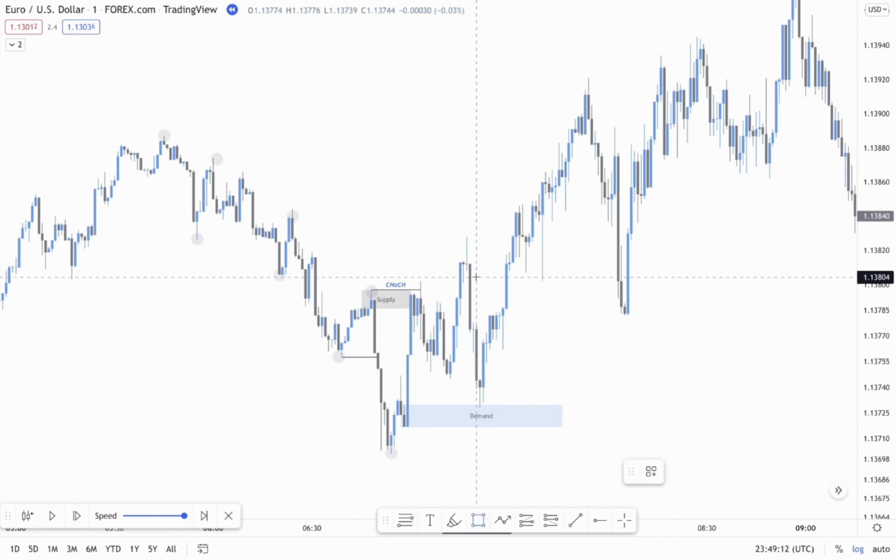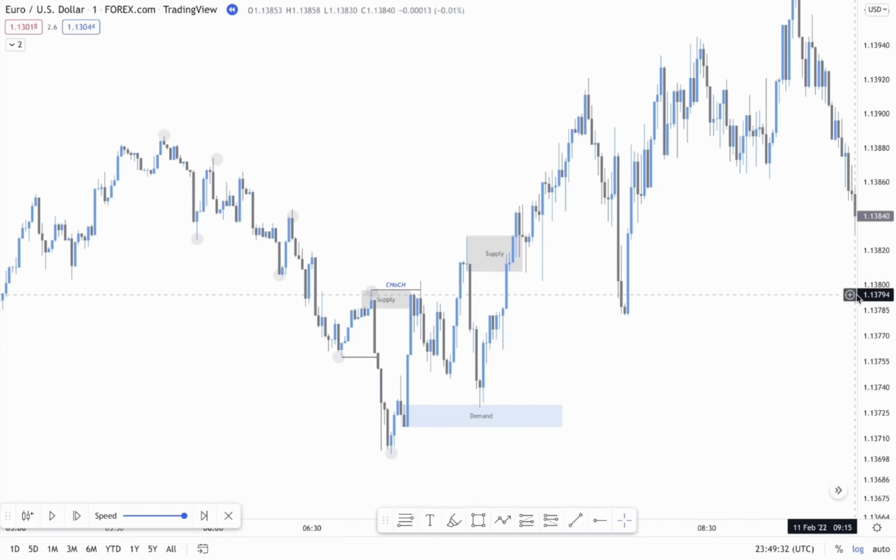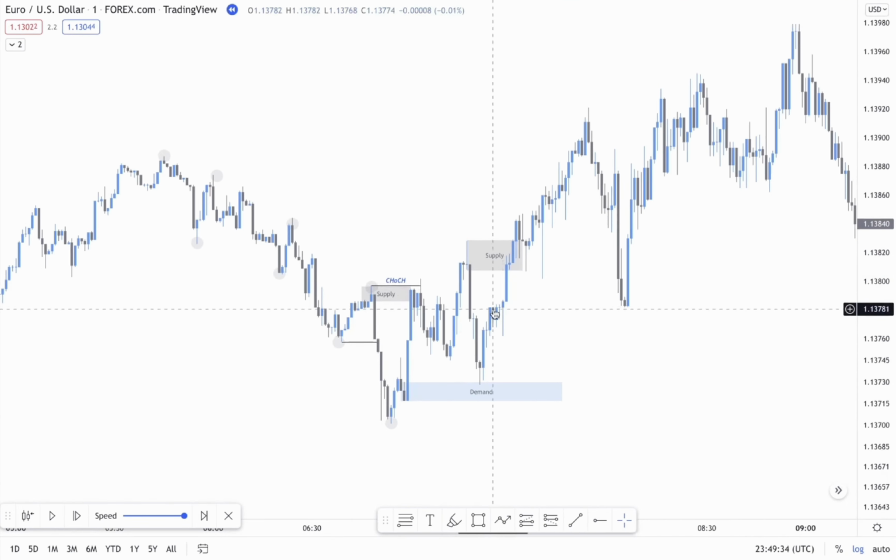Okay, so now we want this supply zone here to be broken to cause the flip. Now the flip confirms to us that the direction is changing. And now as you can see here, price comes down, tapping into this demand zone, coming back up, trading straight through the supply zone here, causing the flip. Let me mark that out. Now, what zone causes the flip is this zone here.